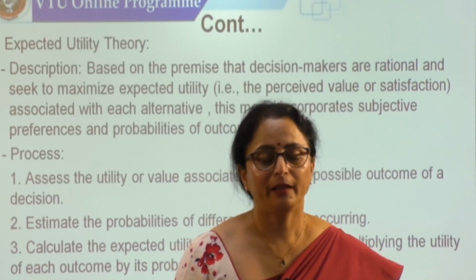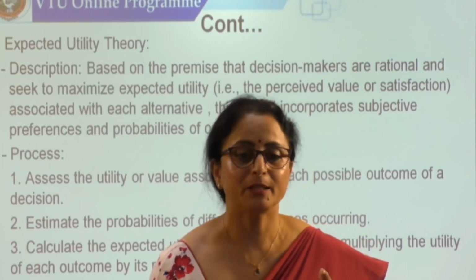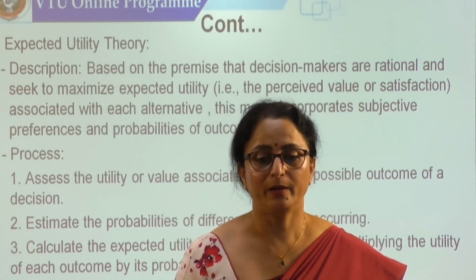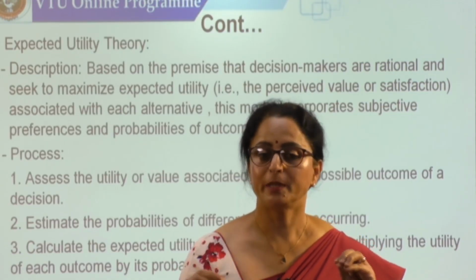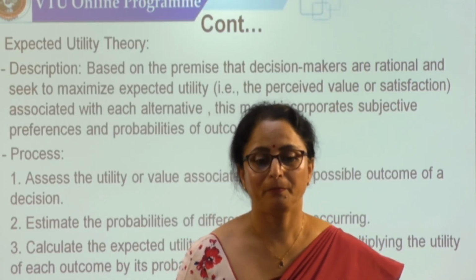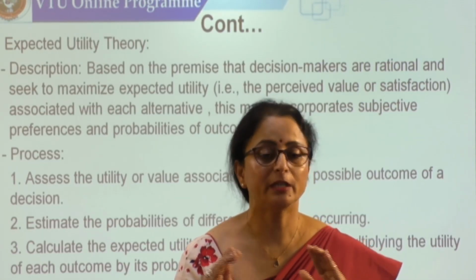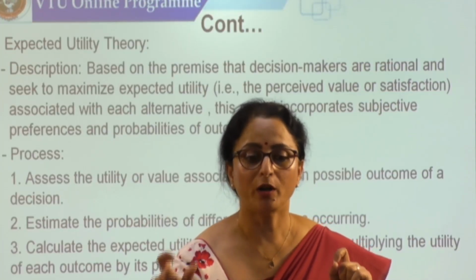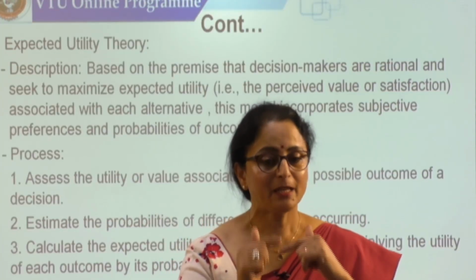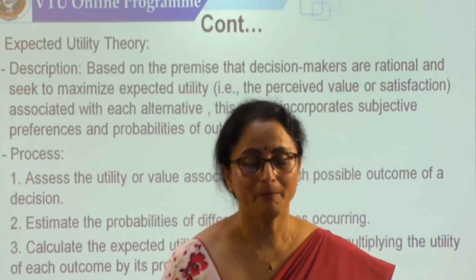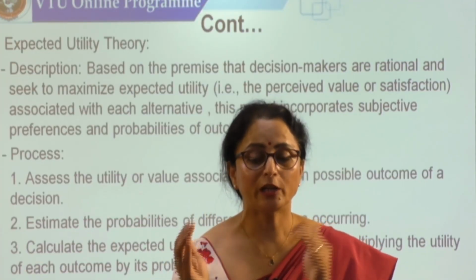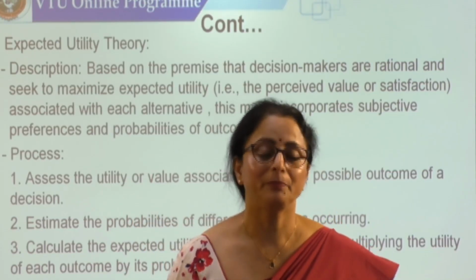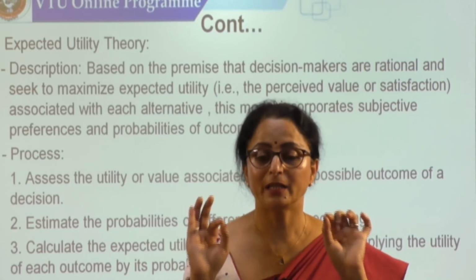Based on the fact that decision makers are rational and they seek to maximize utility with each alternative given, this model incorporates subjective preferences and probability of outcome. This is expected utility theory. The steps are: assess the value associated with possible outcome of each decision, estimate the probability of different outcomes occurring, calculate expected utility of each alternative by multiplying each utility outcome by its probability, and select the alternative which gives you the highest utility.